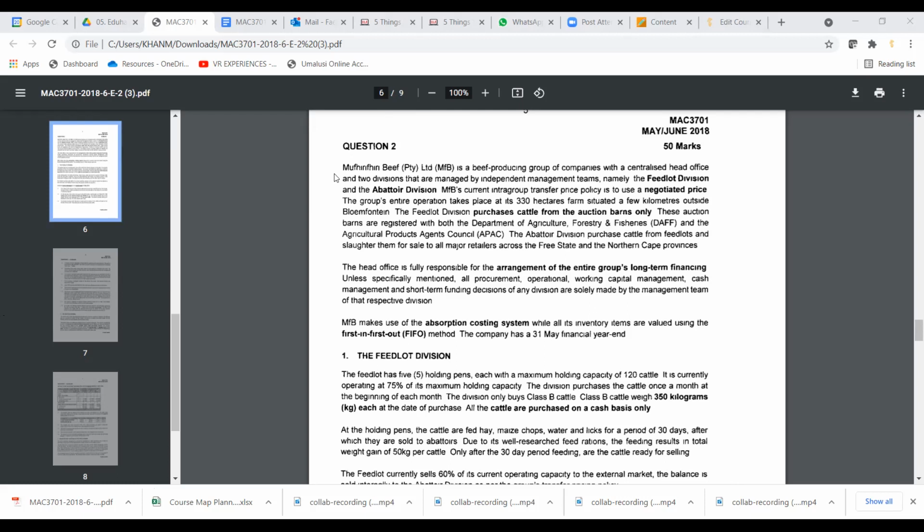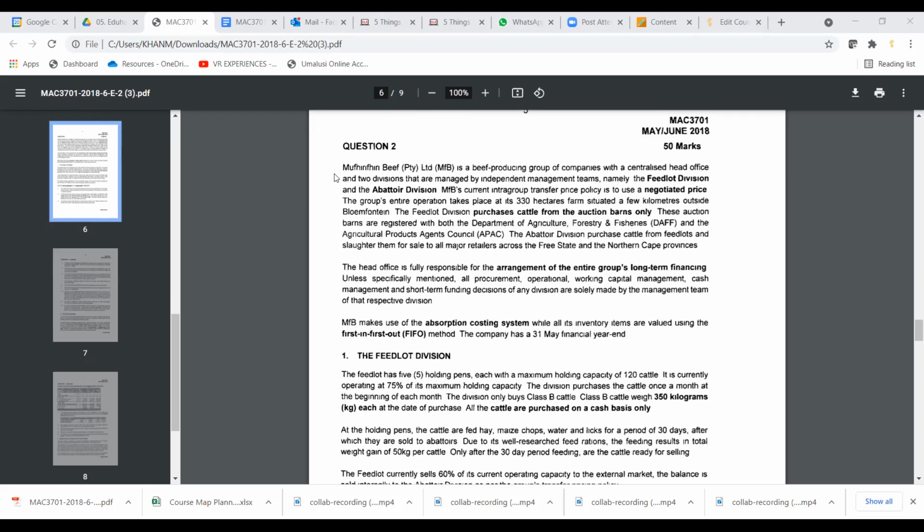Okay, so MFB is a beef producing group of companies with a centralized head office and 2 divisions that are managed by independent management teams. Just to note, this is obviously an exam scenario. When you see the word divisions, when you see the word independent, or when you see decentralized, here they said centralized, but only the head office is centralized. When you have divisions, it means the company runs a decentralized business model. So it means each division runs on its own, and generally head office will be a centralized function.